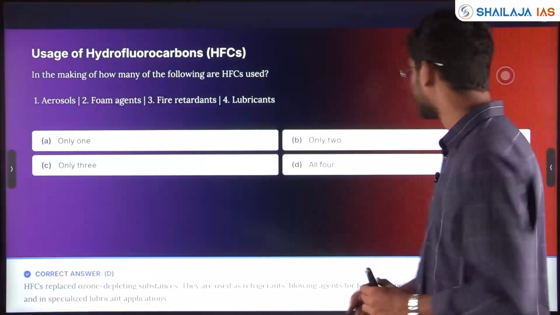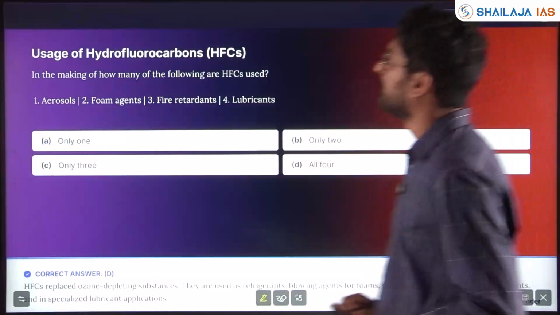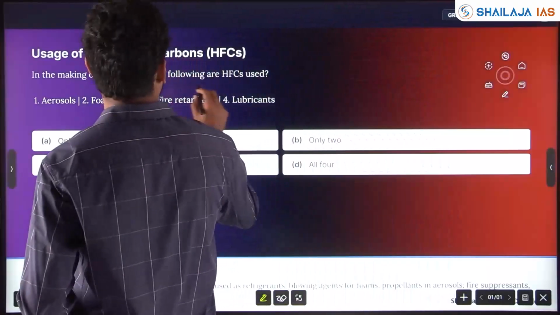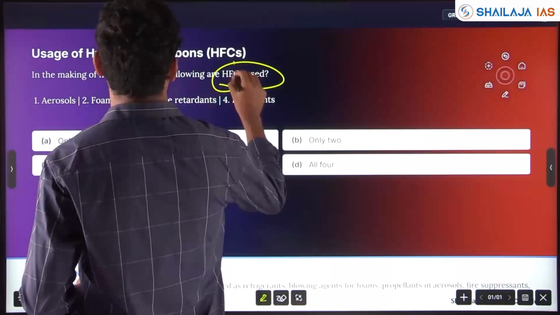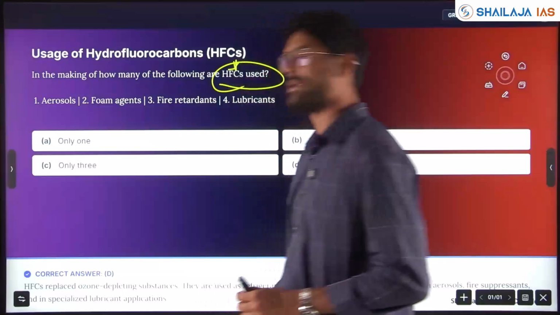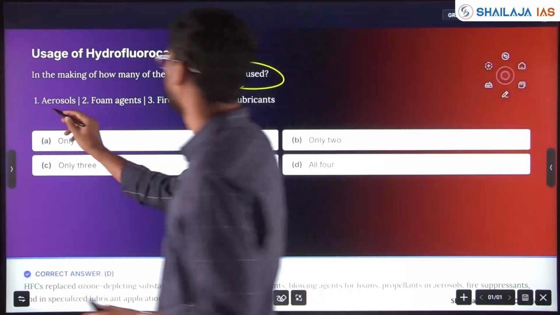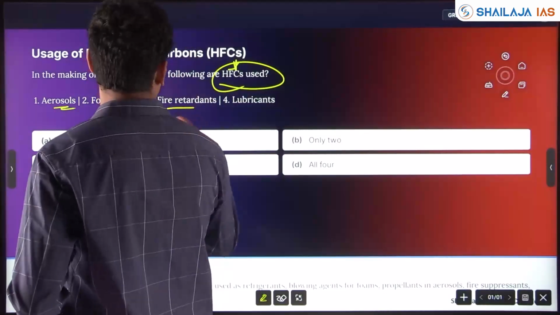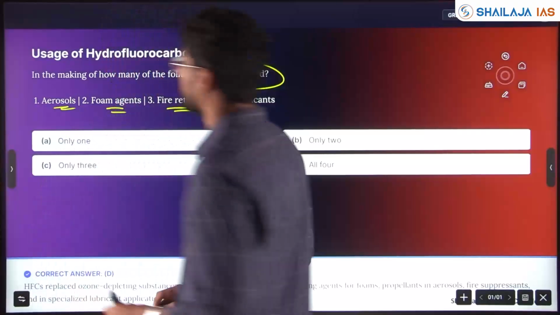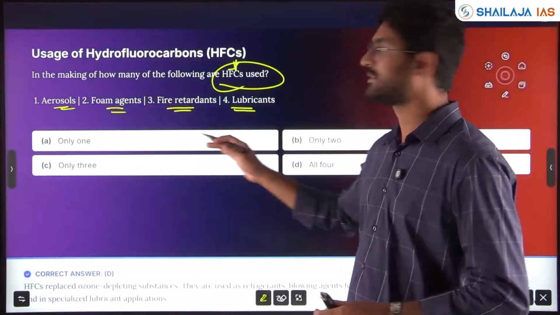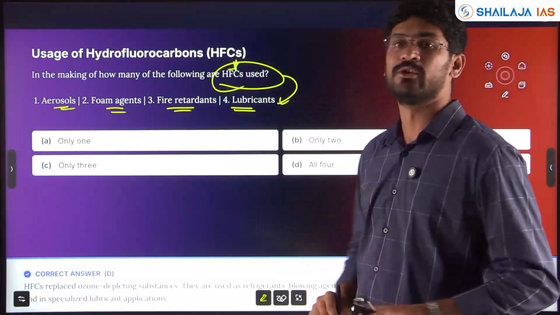Next, greenhouse gases. In the making of how many of the following are HFCs used? Hydrofluorocarbons are used in aerosols, foam agents, fire retardants, lubricants. In making of all these things, HFCs are used.